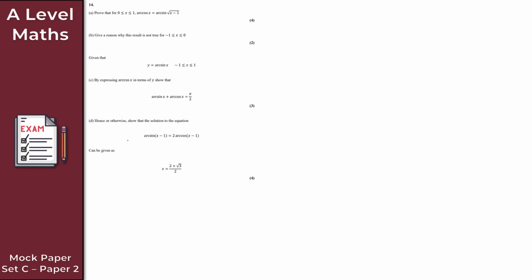So for part D, it says, hence or otherwise show that the solution to this equation can be given as follows. The fact that it says hence or otherwise would suggest to me that the solution from part C is probably going to be quite useful to help us answer part D. Now, let me start by writing it down. Arc sine of x minus 1 is equal to 2 arc cos of x minus 1.